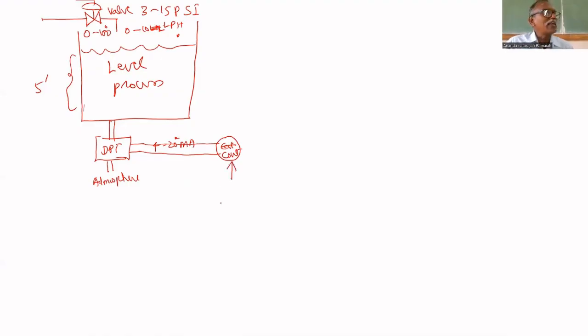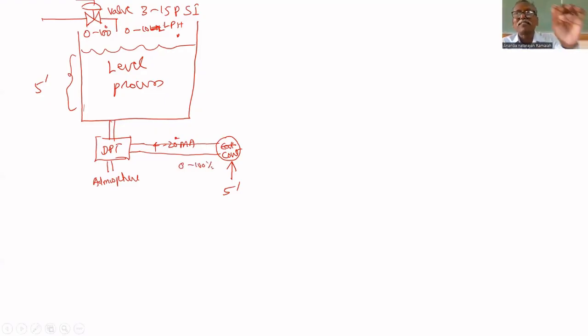For the controller, we are giving a set point. The set point we want is 5 feet, but we cannot give it in terms of 5 feet. What we are getting here is 4 to 20 milliamps. How can we subtract 5 feet from 4 to 20 milliamps? You cannot, because the units are different. So we have to give the set point in terms of 4 to 20 milliamps, or the controller will read the 4 to 20 milliamps in terms of percentage, 0 to 100%.